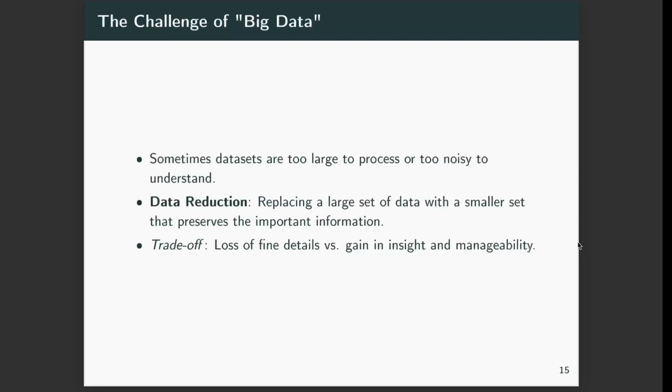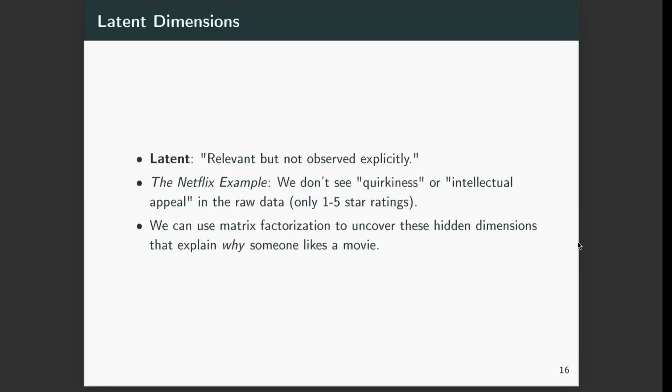Why? Because the original data is noisy and high-dimensional. A reduced representation can capture the underlying structure, the signal, while averaging out the noise. A model trained on a thoughtful, low-dimensional representation often generalizes better to new data than a model trained on the raw, high-dimensional input. Less can truly be more. The most powerful concept in data reduction is the idea of latent dimensions. The word latent means relevant, but not observed explicitly. Latent factors are the hidden, underlying structure that explains the patterns we see in the data.